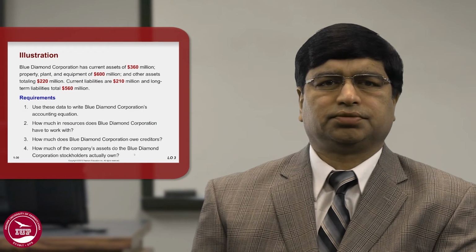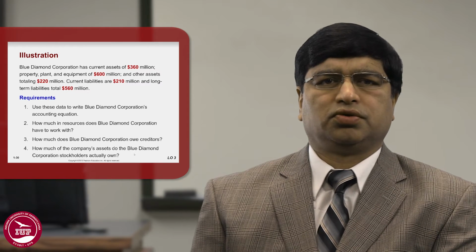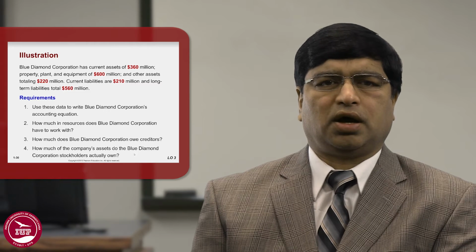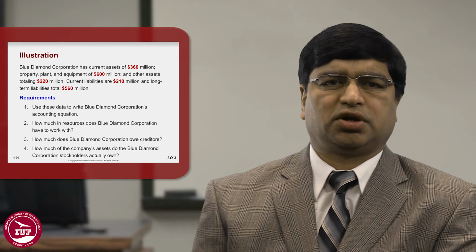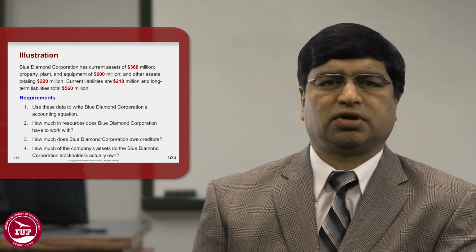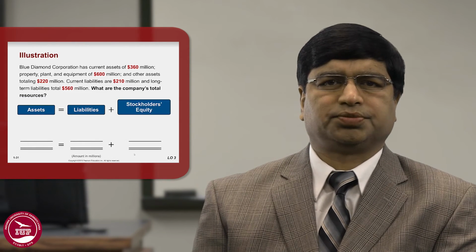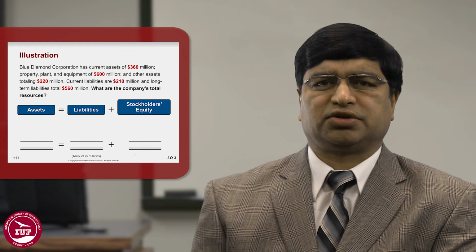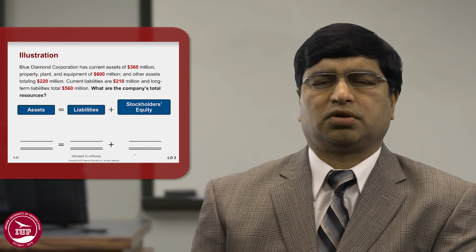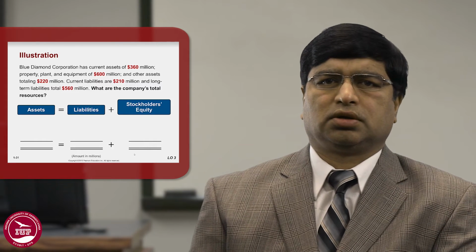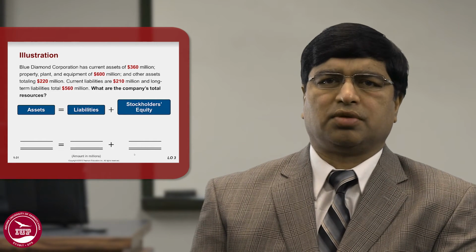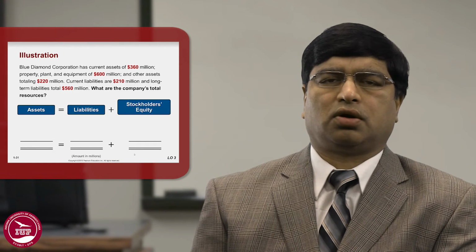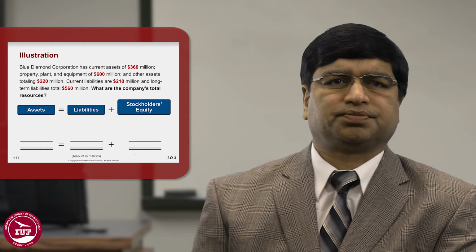To take an example, if you are to use these numbers and make an accounting equation and identify what are the resources, what are the assets and liabilities of the company, then here are some numbers. So for example, Blue Diamond has current assets of $360 million. Now when we talk about current assets, those are the assets which the company can convert into cash in 1 year or one accounting cycle or less.